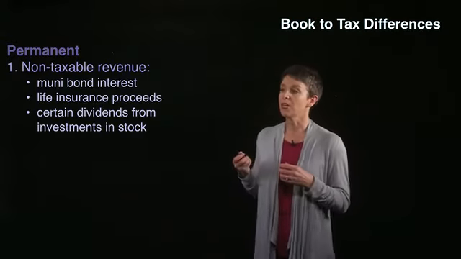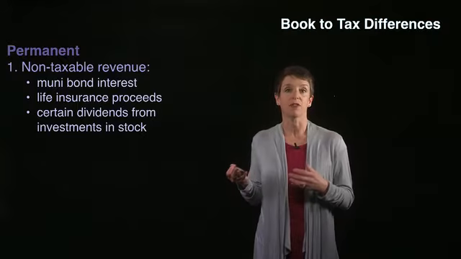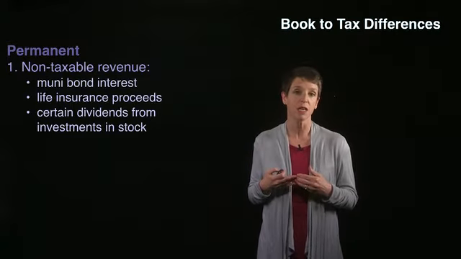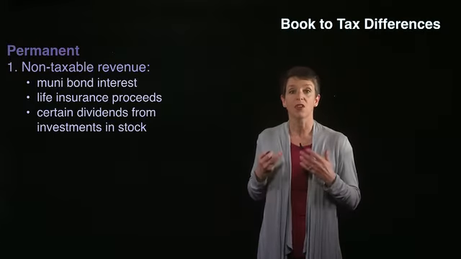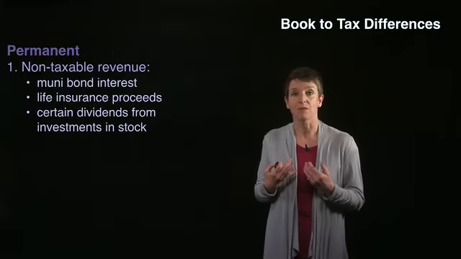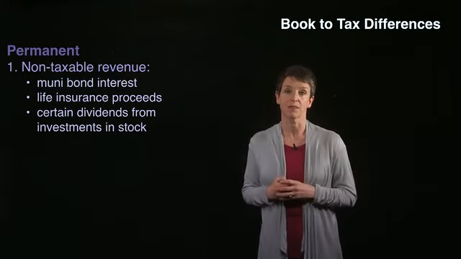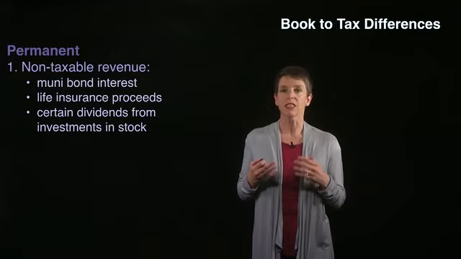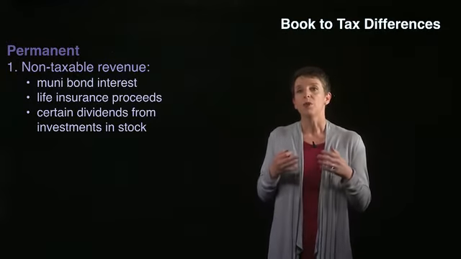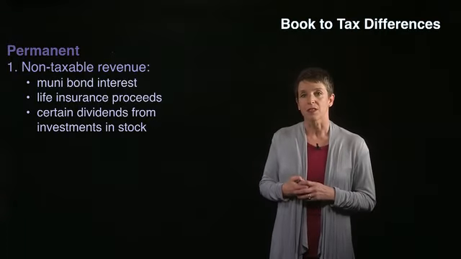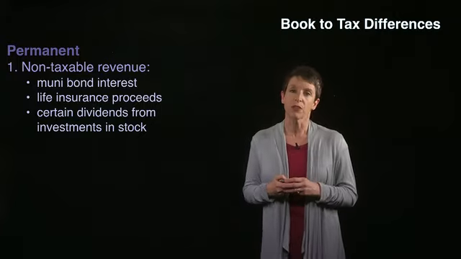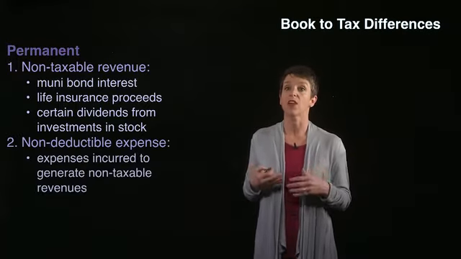Similarly, if a company has life insurance proceeds from a life insurance policy they've kept on maybe an officer of the company, those life insurance proceeds are not taxable. But again, they would represent income from a book perspective. Finally, certain dividends that we receive from investments in other entities would be excluded for tax purposes. So similar to this idea of non-taxable revenue, there are certain expense items that are non-deductible.